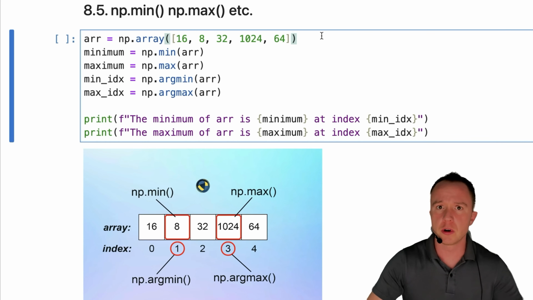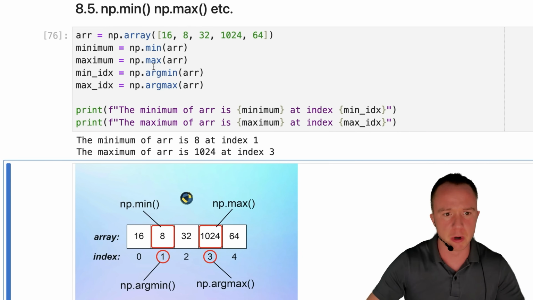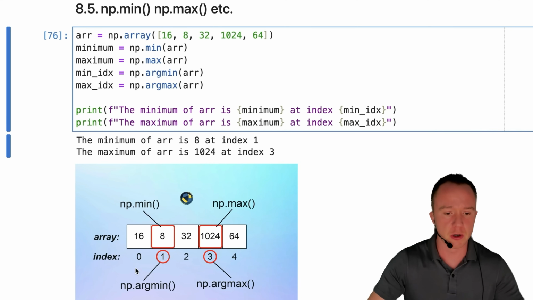As I promised you earlier, all the min-max functions, they're built in Python, and they're a lot faster than what we have for lists. So if we have an array, let's say 16, 8, 32, 1024, 64, and we want to get the minimum, the maximum, the index of the minimum, the index of the maximum, we can use the min, max, argmin, and argmax functions, and then we can print it. To visualize this concept, I created this graphic here. So this is our array.